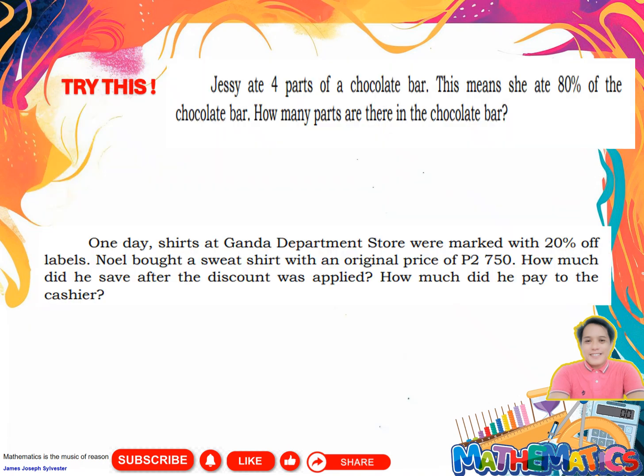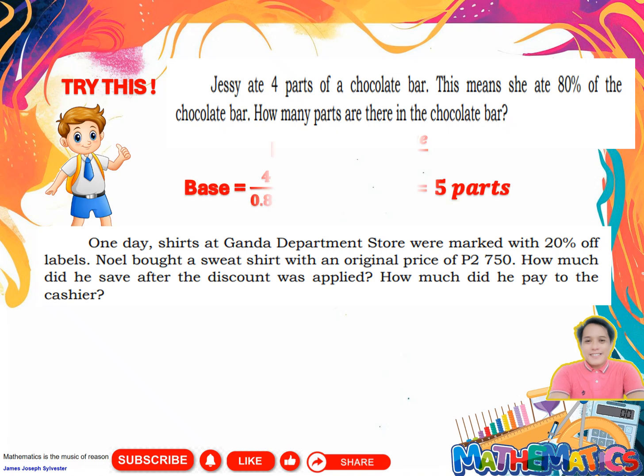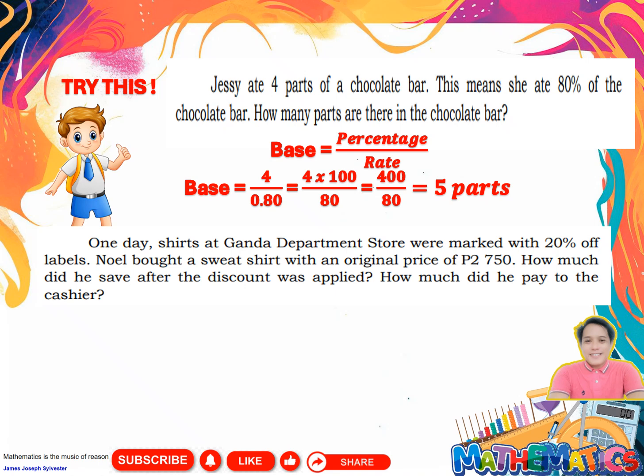For our example, let us try this first problem. Jessie ate 4 parts of a chocolate bar. This means she ate 80% of the chocolate bar. How many parts are there in the chocolate bar? We have the following formula. Base is equal to percentage divided by rate.